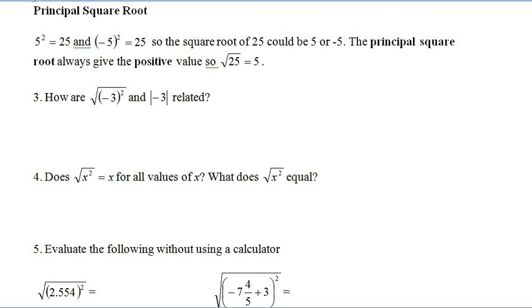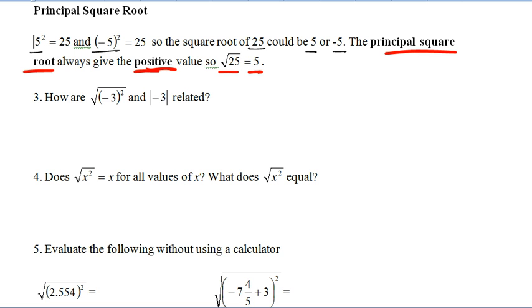Okay, and now we're going to look into the relationship between absolute value and square roots. So notice that 5 squared equals 25 and -5 squared also equals 25. So the square root of 25 could be either 5 or -5. Because this isn't very convenient to talk about as a square root, we always talk about the principal square root, and that's always the positive value. So if I want the square root of 25, I'm always going to get 5.